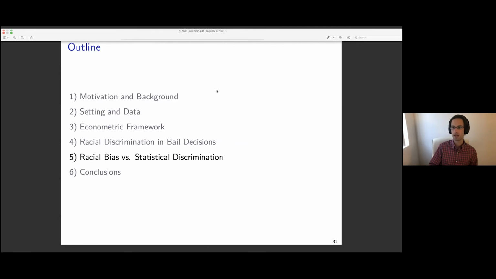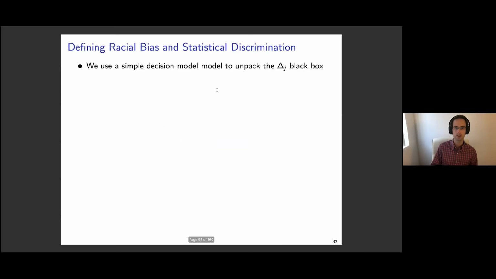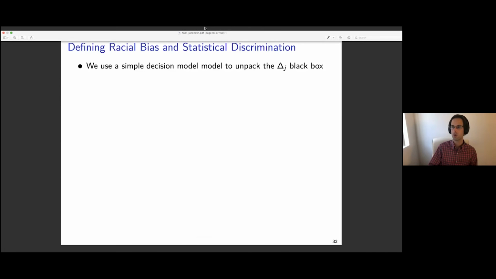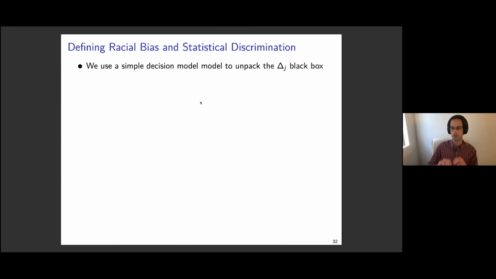All right, this will be a very, very quick last part on the model-based approach, which is going to use a lot more structure as a way to understand what the sources are, and to think about some simple policy experiments to understand what could be effective at reducing discrimination.